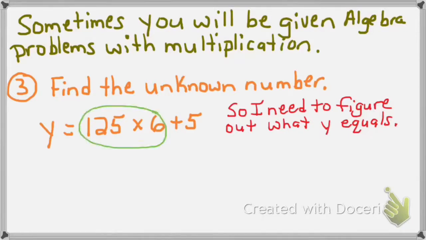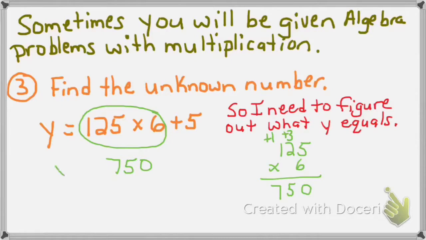If I was looking at my problem, I would say 125 times 6, and I would solve that first. I don't know that by heart, so I'll use a little scrap paper. 125 times 6, and let's solve. 6 times 5 is 30, put down the 0, carry the 3. 6 times 2 is 12, plus 3 is 15. Put down the 5, carry the 1. 6 times 1 is 6, plus 1 is 7. So I know that 125 times 6 equals 750. Let's write that underneath it.